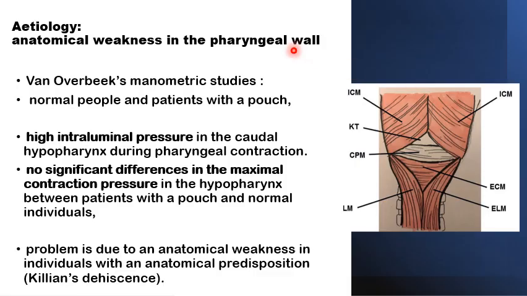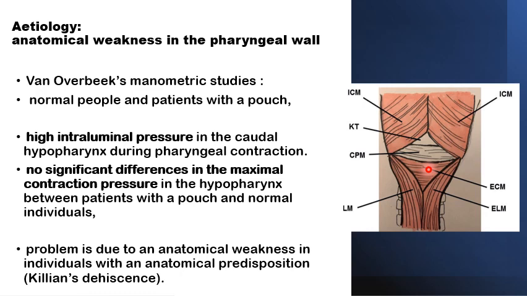The first theory on the etiology of pharyngeal pouches, that they form due to anatomical weakness in the posterior pharyngeal wall, is supported by the anatomical and the surgical findings of the Killian's dehiscence area. But it is also supported with some manometric studies that showed that the intraluminal pressure in the lower part of the hypopharynx in normal individuals and in patients who have pouches are not much different.